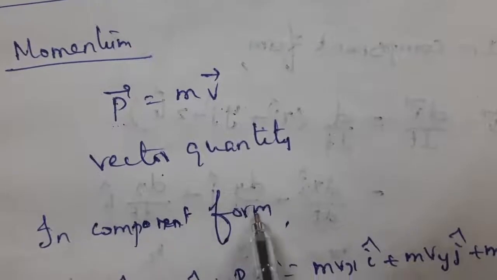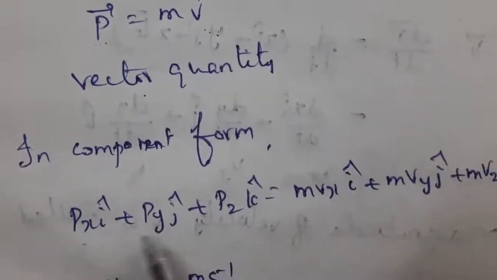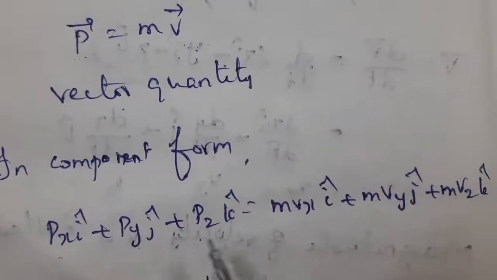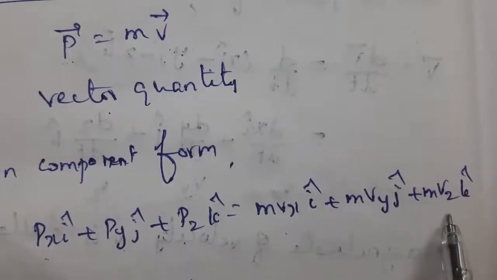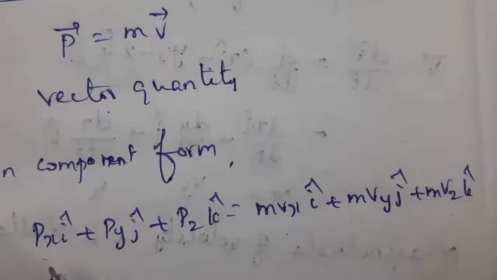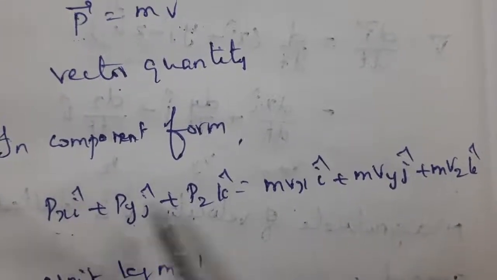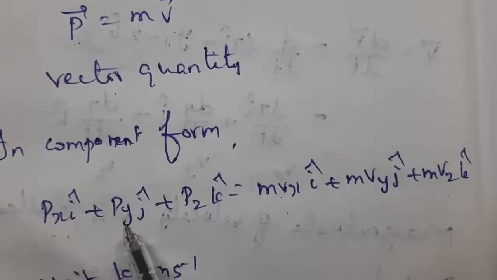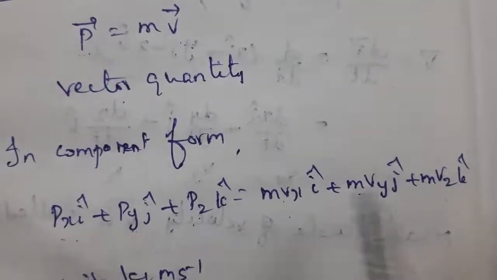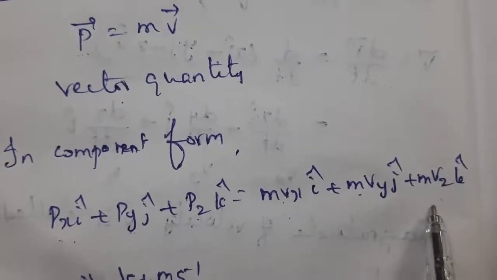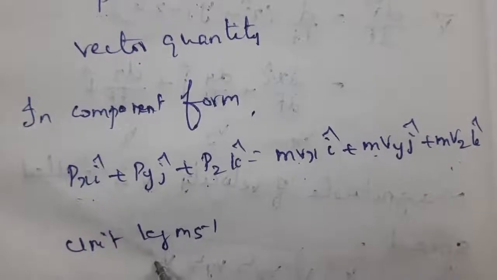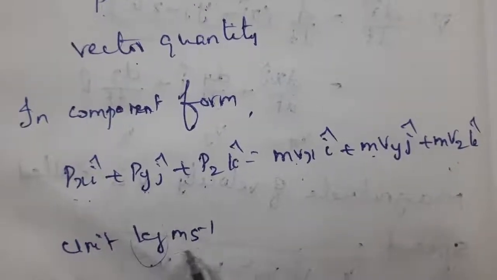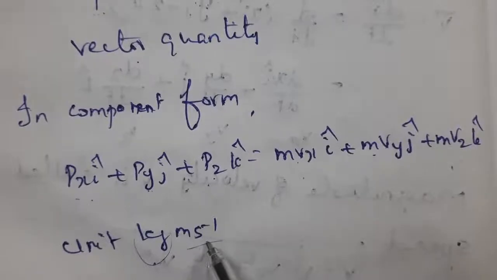This also we can write in the component form. Px i cap plus Py j cap plus Pz k cap equals m into vx i cap plus m into vy j cap plus m into vz k cap. So, Px is the x component of momentum, which is equal to m vx. Py is the y component of momentum, which is equal to m vy. Pz is the z component of momentum, which is equal to m vz. And it has the unit kilogram meter per second. Mass unit is kilogram, velocity unit is meter per second.